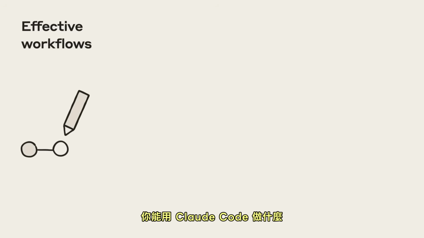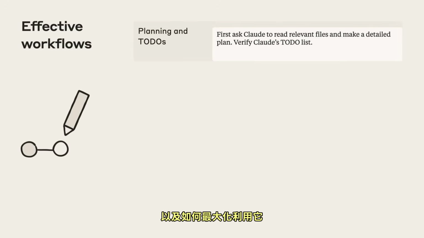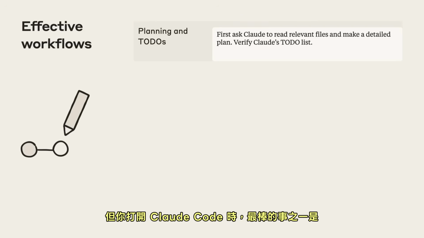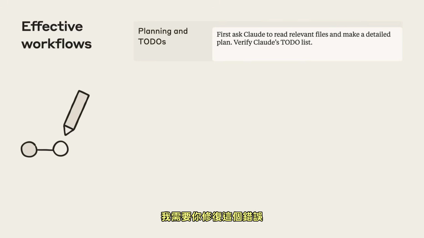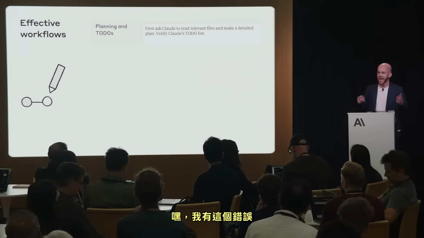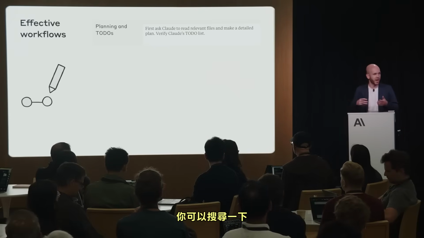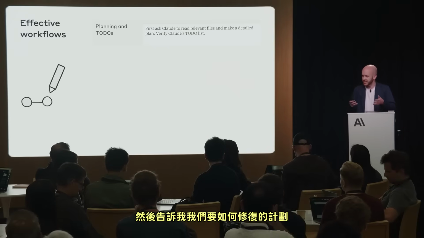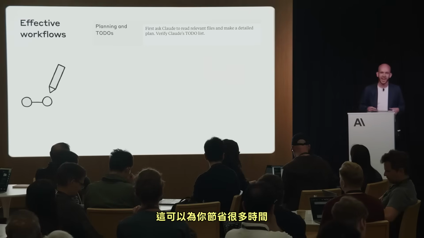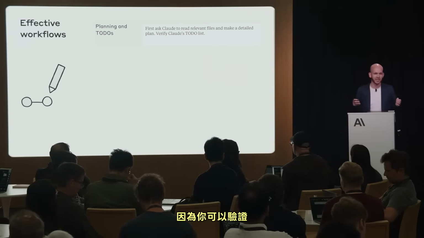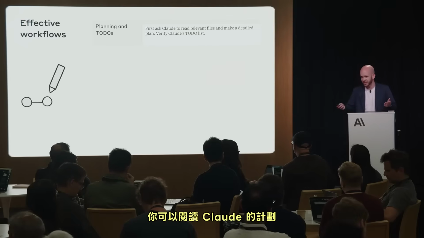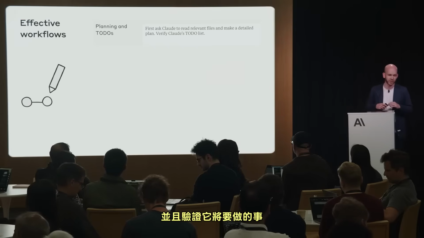Efficient workflows. What can you do with Claude Code? And how do you get the most out of it? So, using planning and to-dos. I talked a little bit about this before. But one of the best things you can do is when you open up Claude Code, instead of saying, hey, I need you to fix this bug, you can say, hey, I have this bug. Can you search around, figure out what's causing it, and tell me a plan for how we're going to fix it? This can save you a lot of time because you can read Claude's plan and verify what it's going to do.